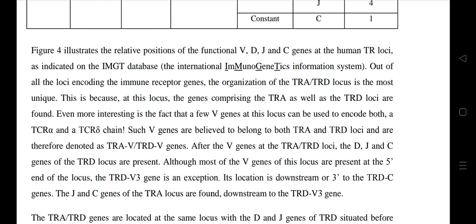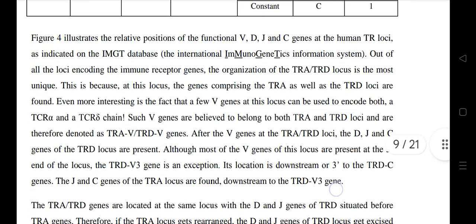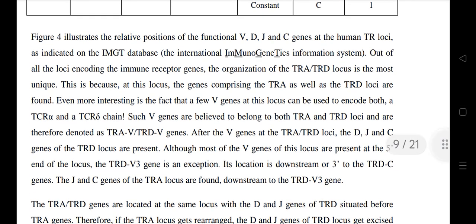This indicates the relative positions of the functional V, D, J and C genes in the human TR loci, as indicated in the IMGT database, the International Immunogenetics Information System.